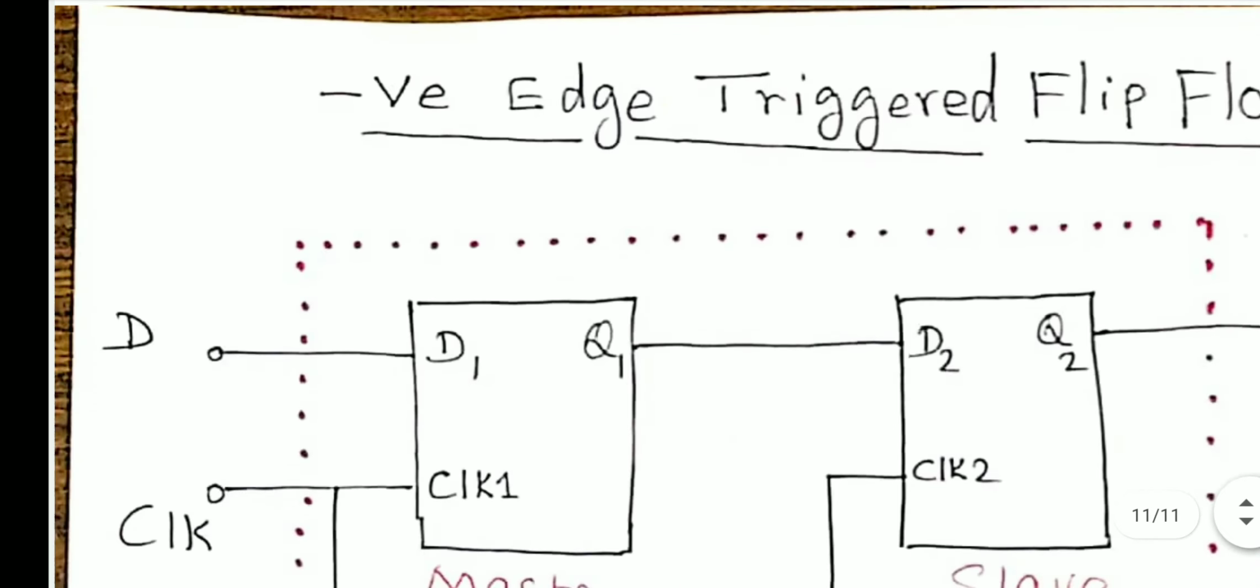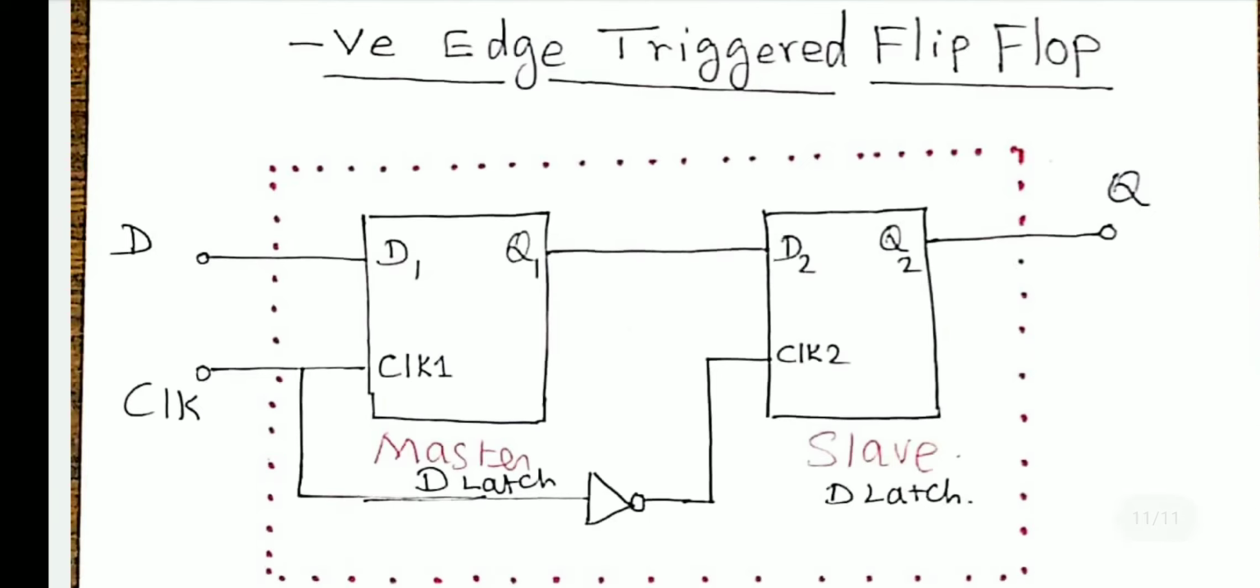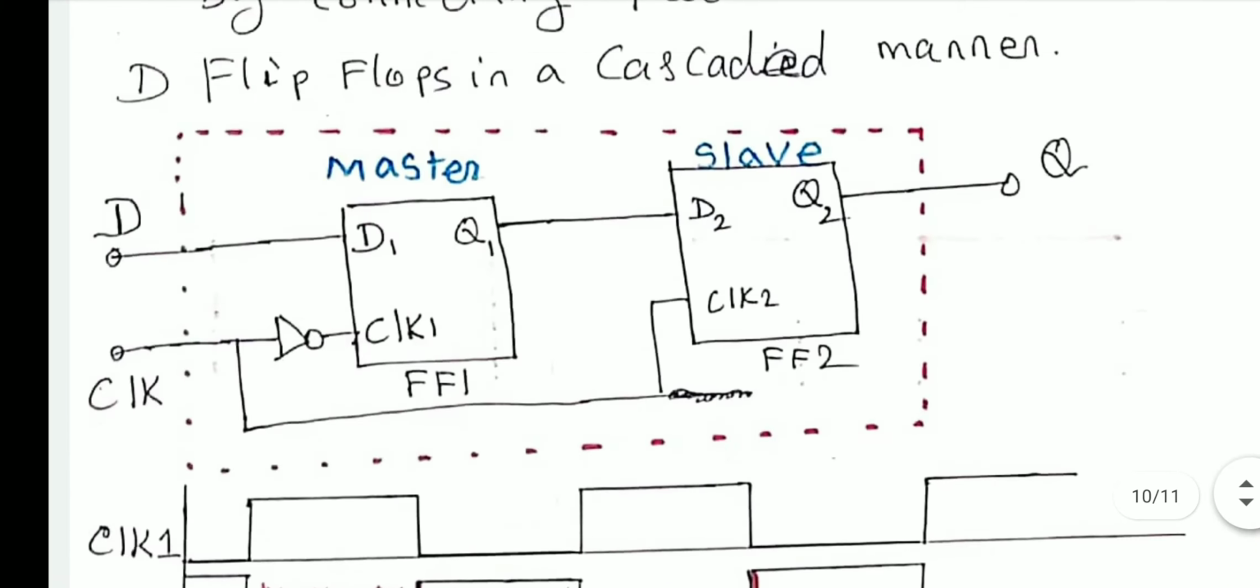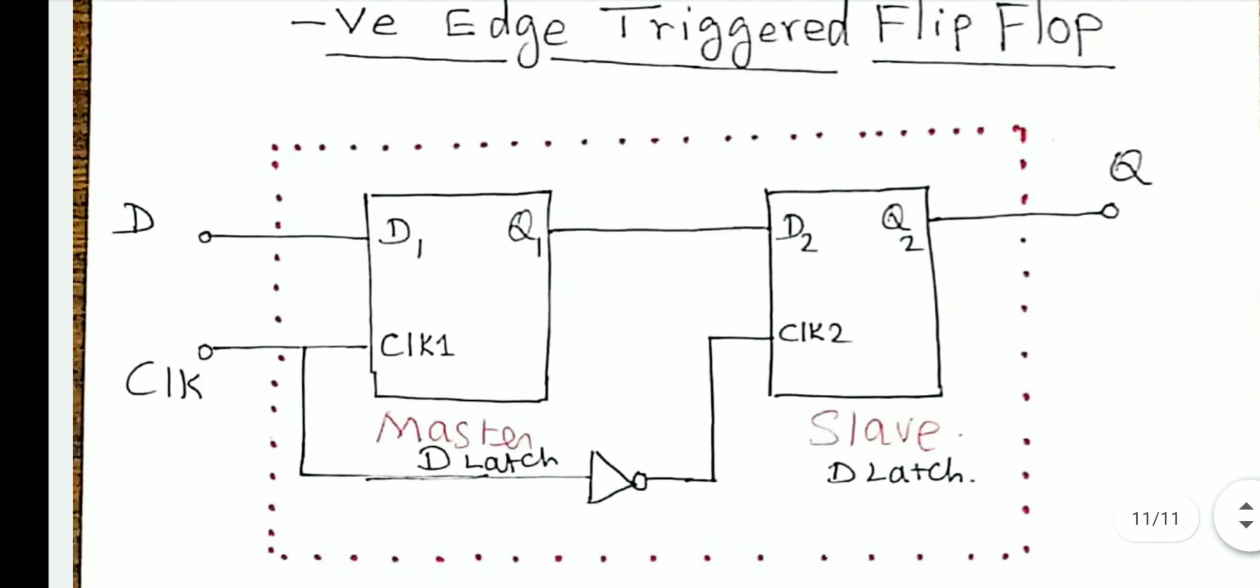What about negative edge triggered flip-flop? How to construct? Same circuit. The only difference is now the slave clock input is inverted rather than the master clock input. See here, the slave clock input receives the NOT gate output, whereas the direct clock is given to the master.